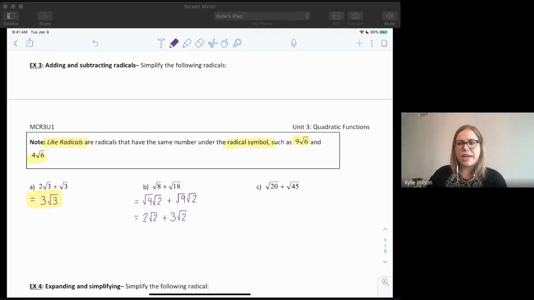And now we have like radicals. So now we can combine these. So that will give us, we have 2 root 2's plus 3 additional root 2's. So in total, we have 5 root 2's.